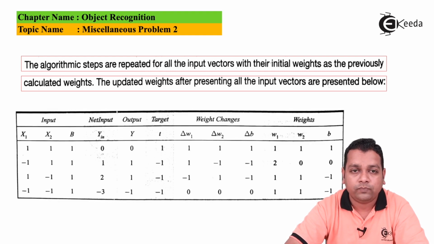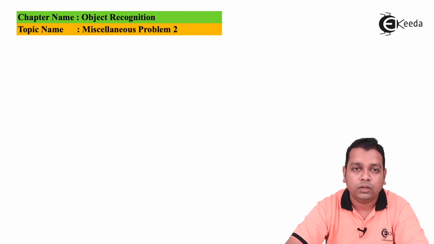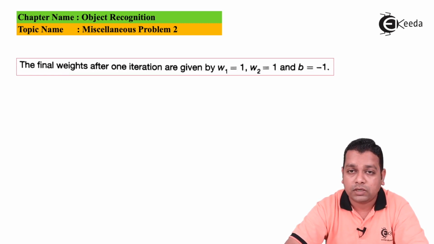So this is the tabulation giving the inputs x1, x2 and capital B. The net input that we have computed, y in, is available here. The output column we denote by capital Y, and the target by small t. The weight changes we mark by delta w1, delta w2 and delta b, and the corresponding weights by w1, w2 and b. The final weights after one iteration are given by w1 equal to 1, w2 also equal to 1, and lastly b equal to minus 1.